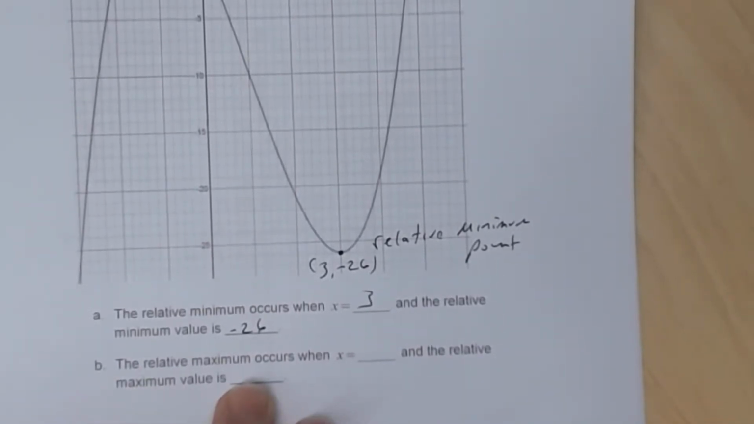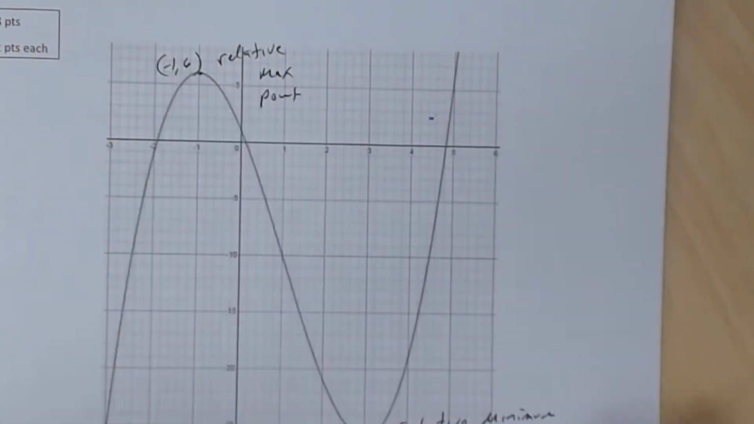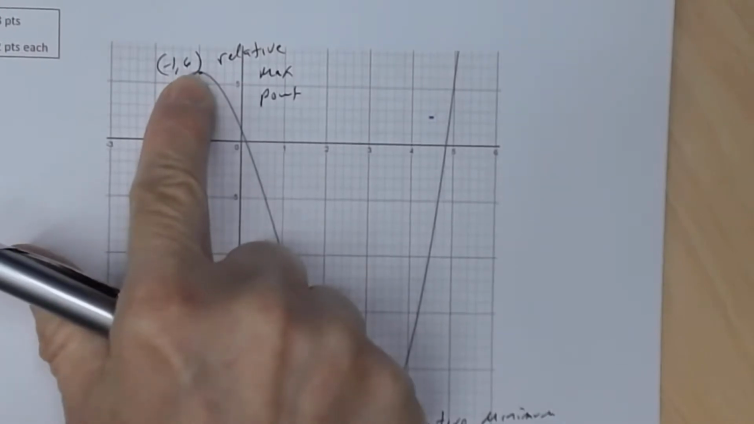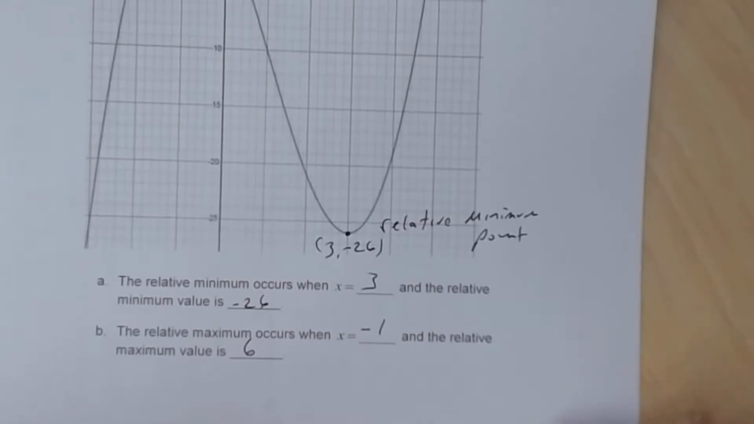In B, you want to look at the relative max. So the relative max occurs when x is negative 1, and the value is going to be positive 6. So negative 1 and then 6.